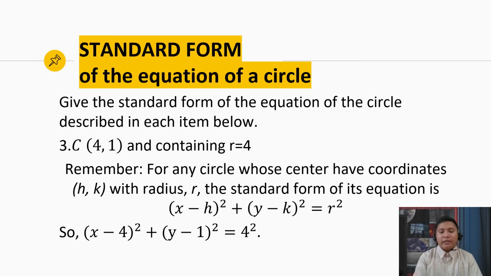Let us proceed to our answers and check whether we had the same answers. Our answer would be (x minus 4) squared plus (y minus 1) squared is equal to 4 squared. Okay, very good.